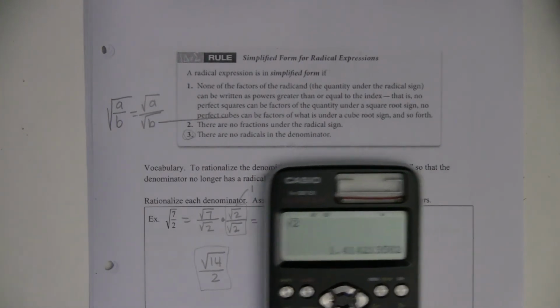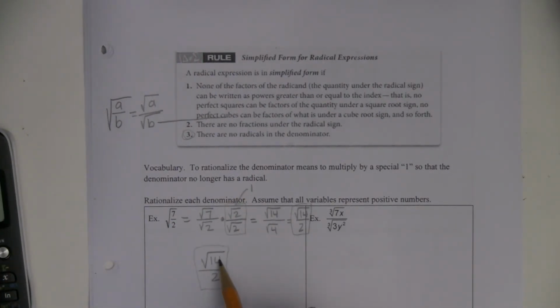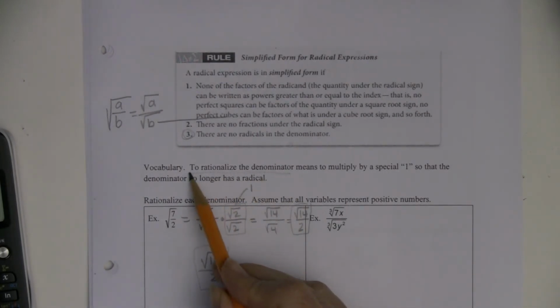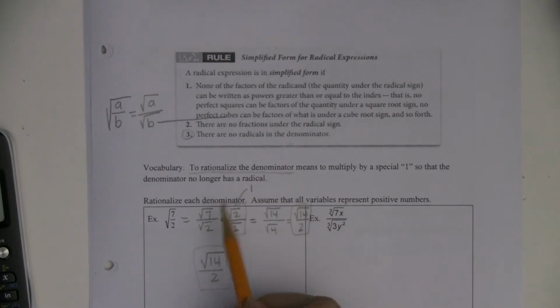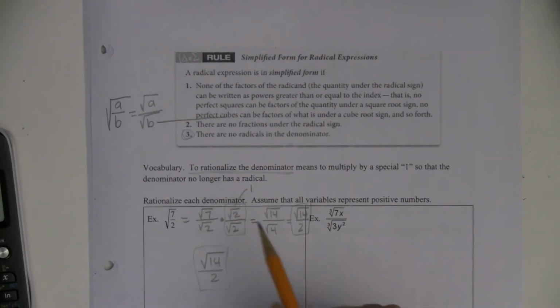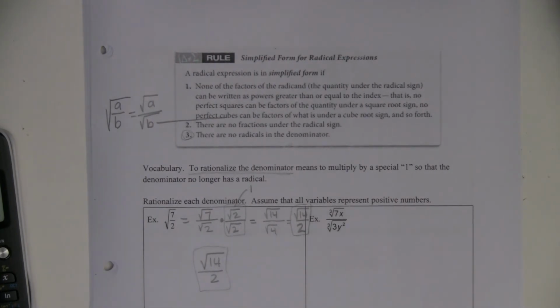Anyway, so the vocabulary that goes with this situation is to rationalize the denominator. And so that's what they're asking us to do. The square root of 2 is an irrational number, and so there is an irrational number in the denominator, and they want us to turn it into a rational number. That's what rationalize means. And 2 is a rational number. And so that's what we've done, is we've converted the irrational number, square root of 2, into the number 2.